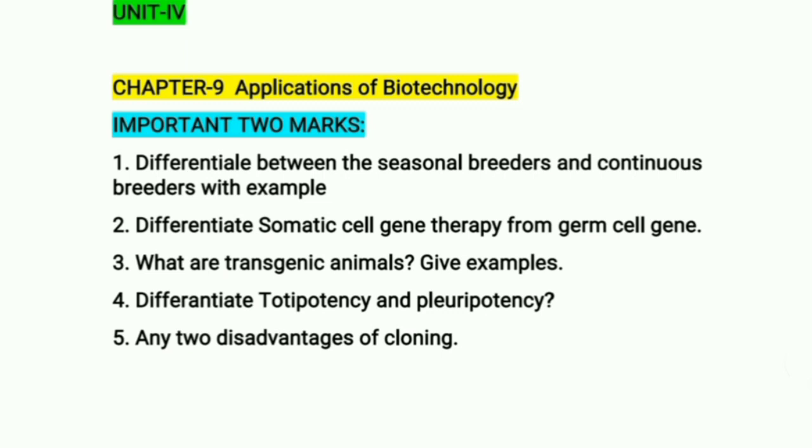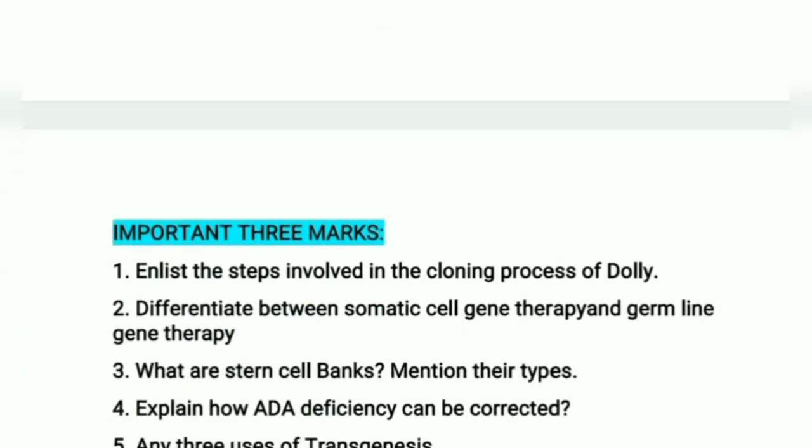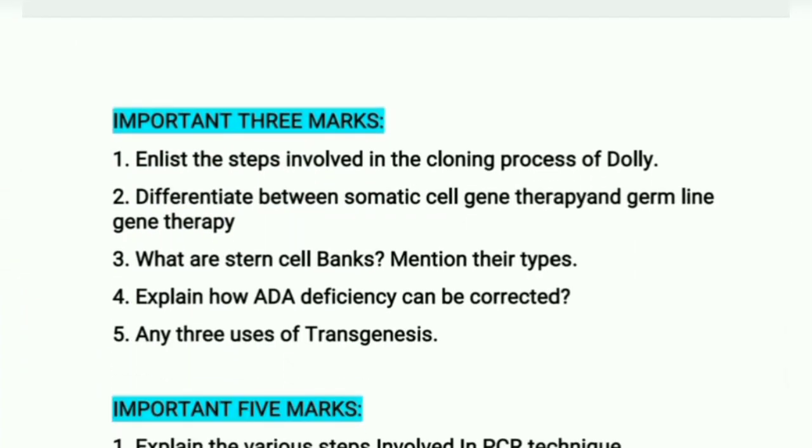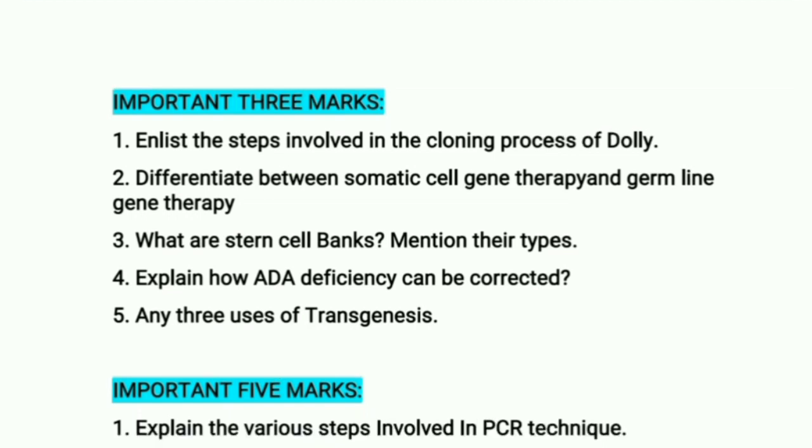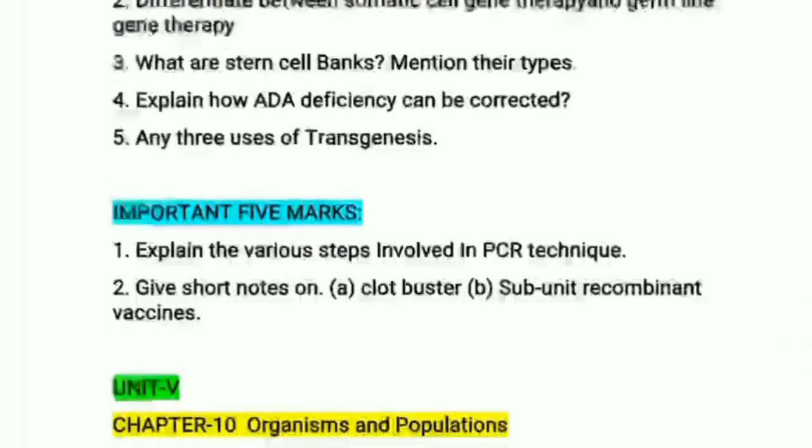Any 2 disadvantages of cloning. Important 3 marks. Enlist the steps involved in the cloning process of Dolly. Differentiate between somatic cell gene therapy and germline gene therapy. What are stem cell banks? Mention their types. Explain how ADA deficiency can be corrected. Any 3 uses of transgenesis.